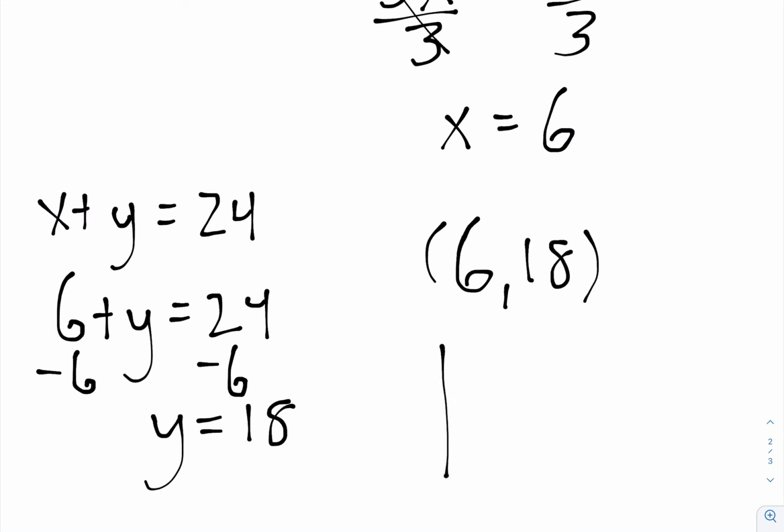If you were to graph it, I'm not quite sure what it would look like, but I do know that it would intersect at the point 6 and 18. So it could look kind of like this. It could cross there. It could look like this. So if you were to graph both of them, that's where they would intersect.